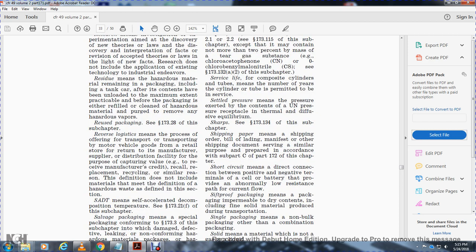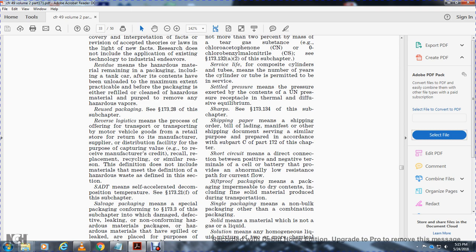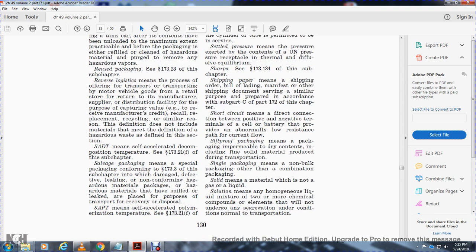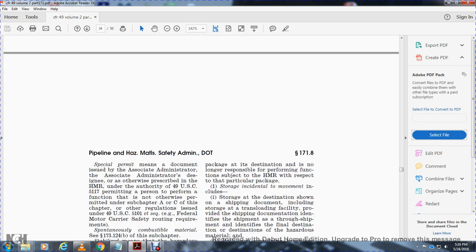Sift-proof means a packaging impermeable to dry contents, including fine solid material produced during transportation. Single packaging means a non-bulk packaging other than a combination packaging. Solid means a material which is not a gas or liquid. Solution means any homogeneous liquid mixture of two or more chemicals, compounds, or elements that will not undergo any segregation under conditions normal to transportation.